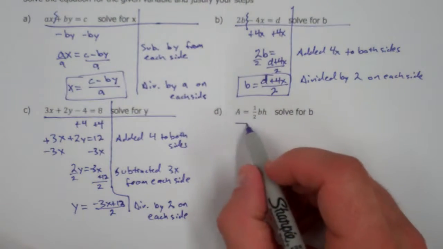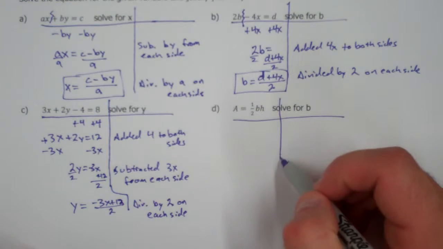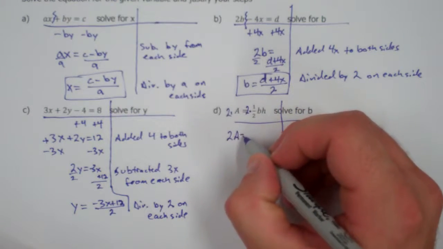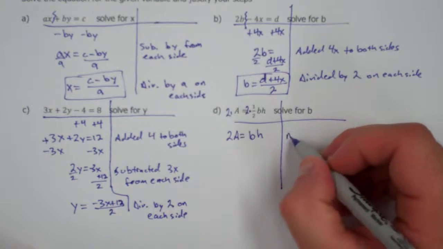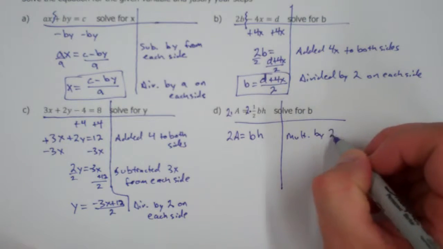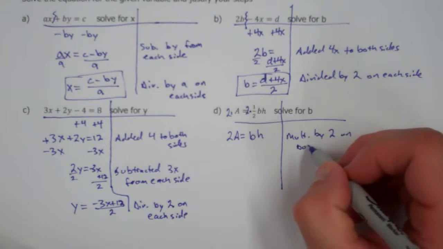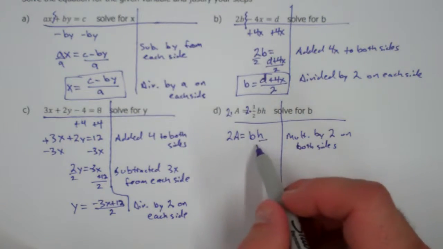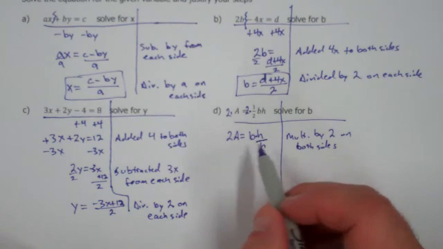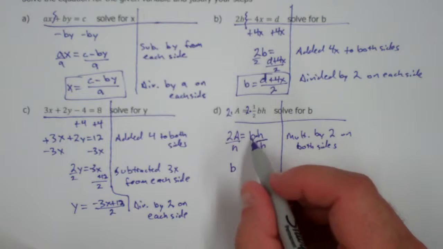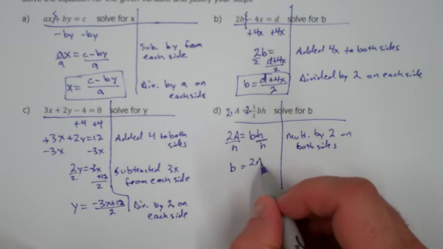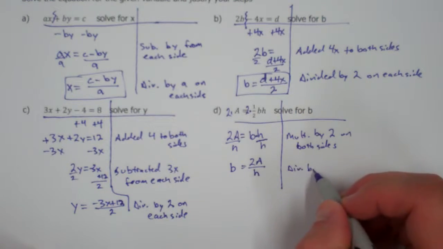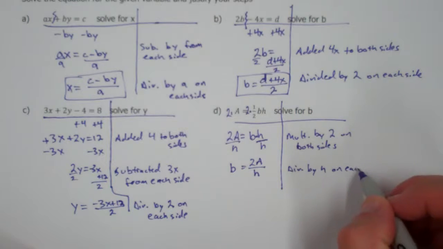The one on the right, if we want to solve for b, we'll need to multiply by 2 here. We'll have 2a is equal to b times h, so we could write that down. Multiply by 2 on both sides. And then if we want to solve for b, we'll need to divide by h here. We're multiplying the b and the h together. I'm going to switch sides on you, and then we'll write this on the other side, 2a over h. So this will be divide by h on each side.